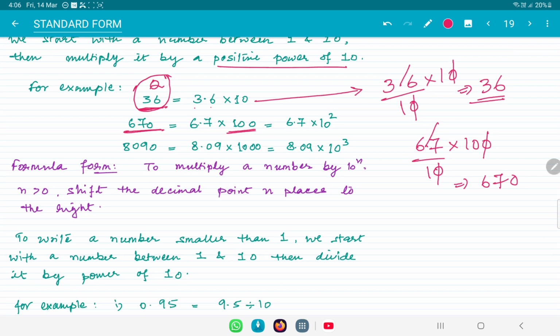So 8090 can be written as 8.09 into 1000. Just simplify it. How many digits after the decimal? 2 digits.